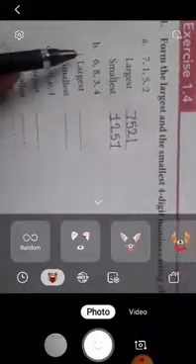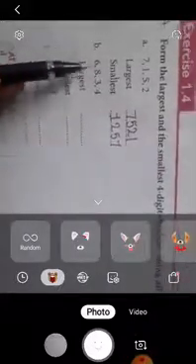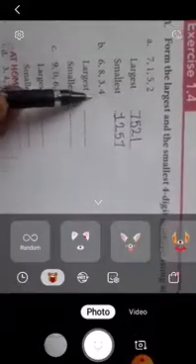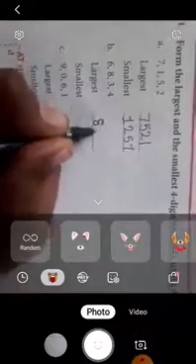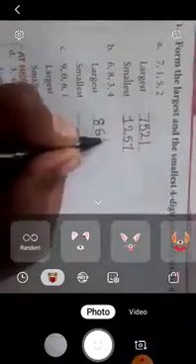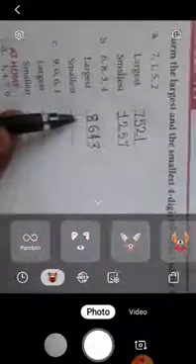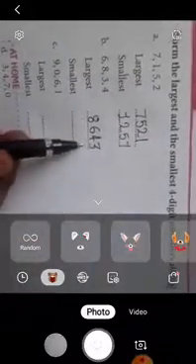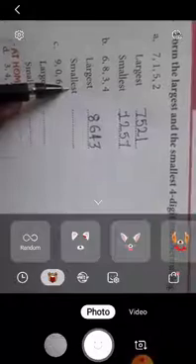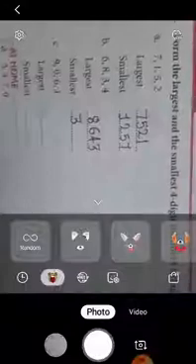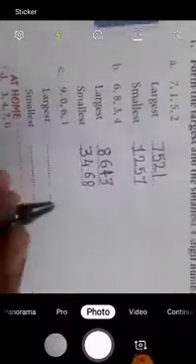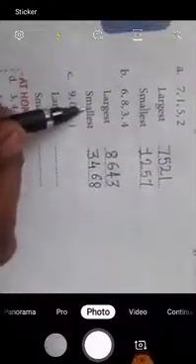Second example: the given digits are 6, 8, 3 and 4. The largest four-digit number is 8643, and the smallest four-digit number is 3468.